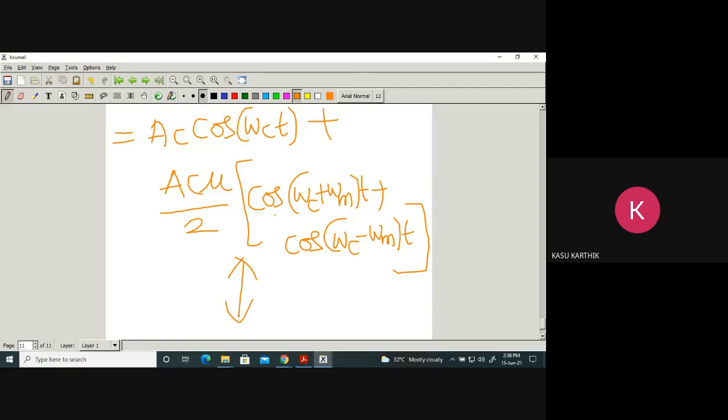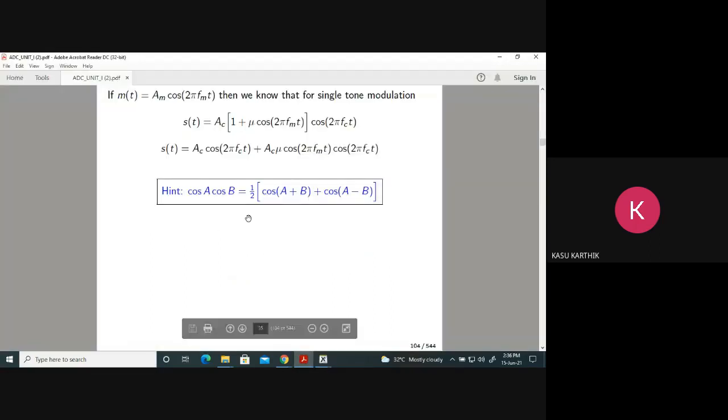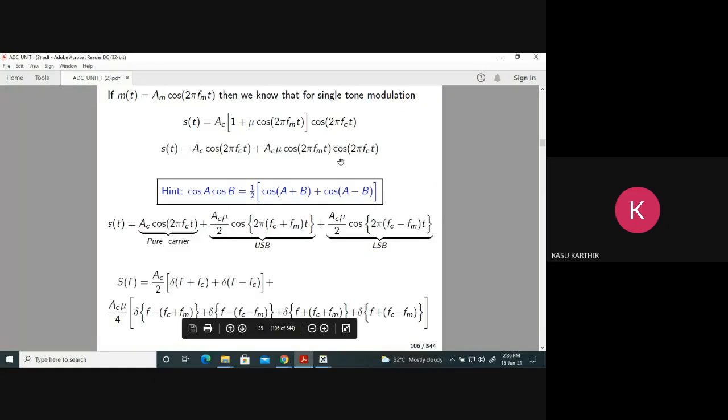Is it okay? Now, this is the pure carrier. This is the upper sideband. This is the lower sideband. Okay. So here 2π(fc + fm)t, here 2π(fc − fm)t. So this is the lower sideband, this is the upper sideband, this is the pure carrier. So this is s(t) of a single-tone AM signal.